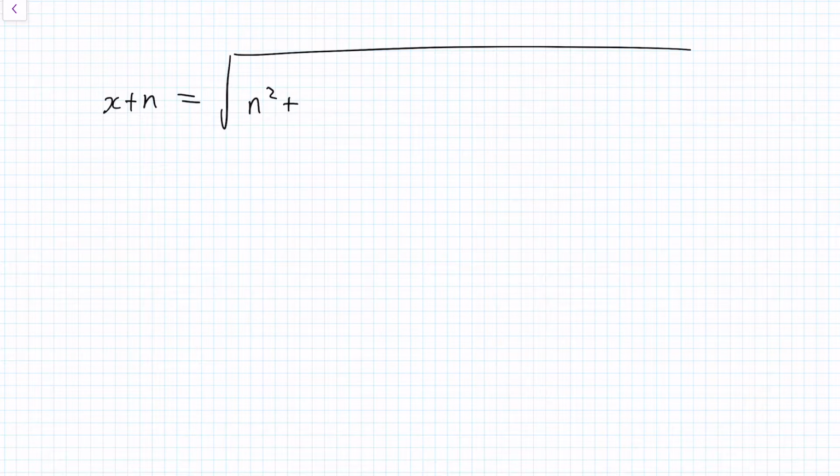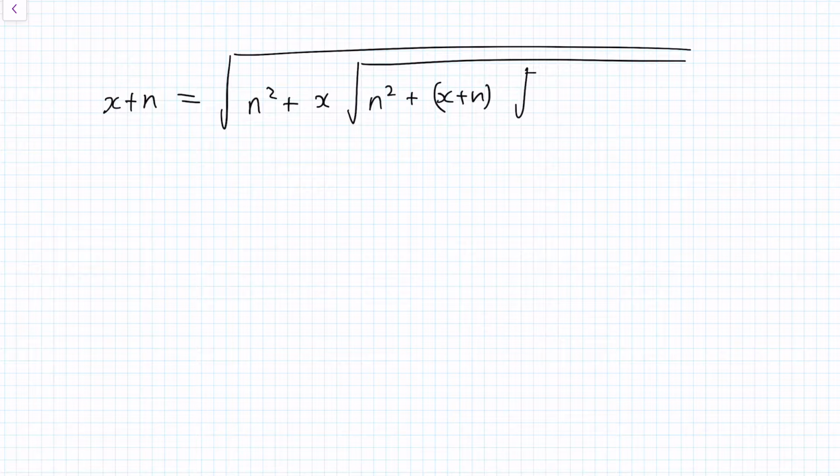You have x plus n is equal to square root of n squared plus x square root of n squared plus x plus n square root of n squared plus x plus 2n square root of, and so on. So this continues indefinitely, and we want to use this relation to solve a question today.